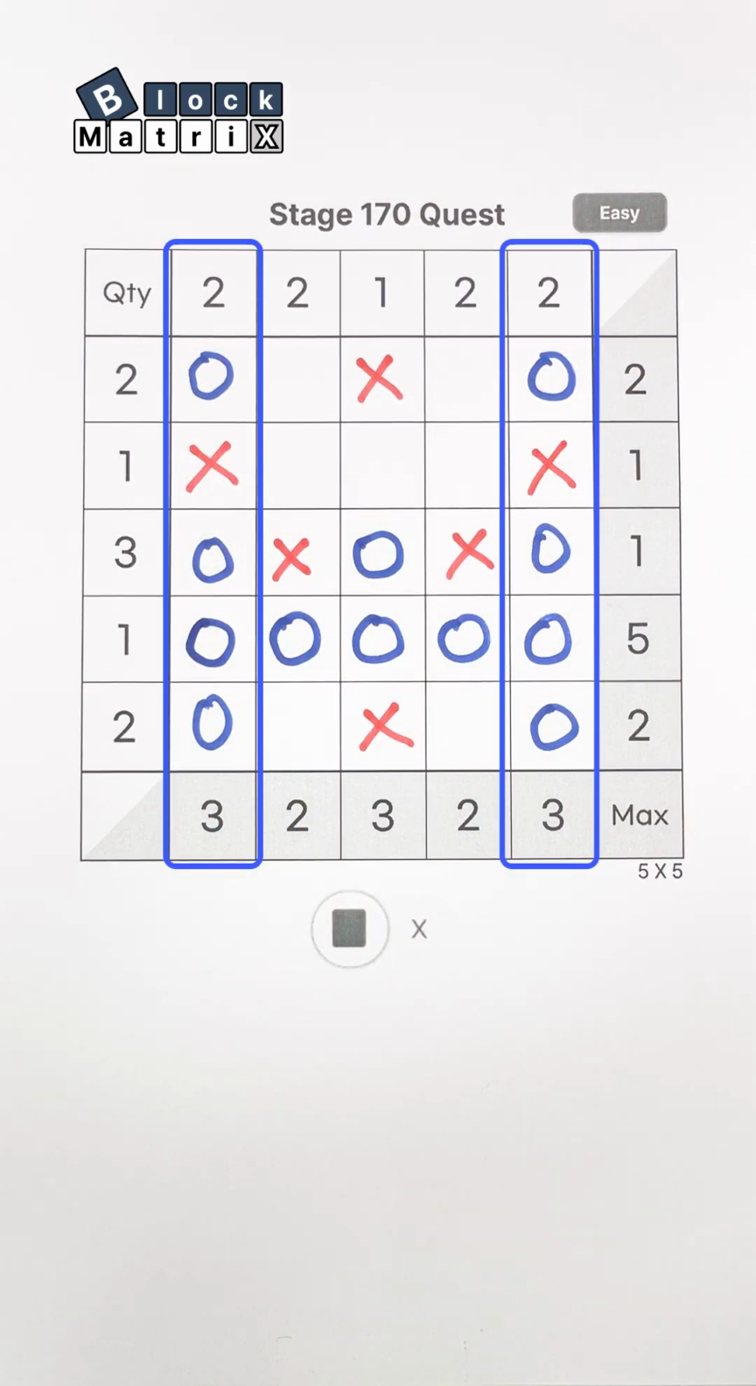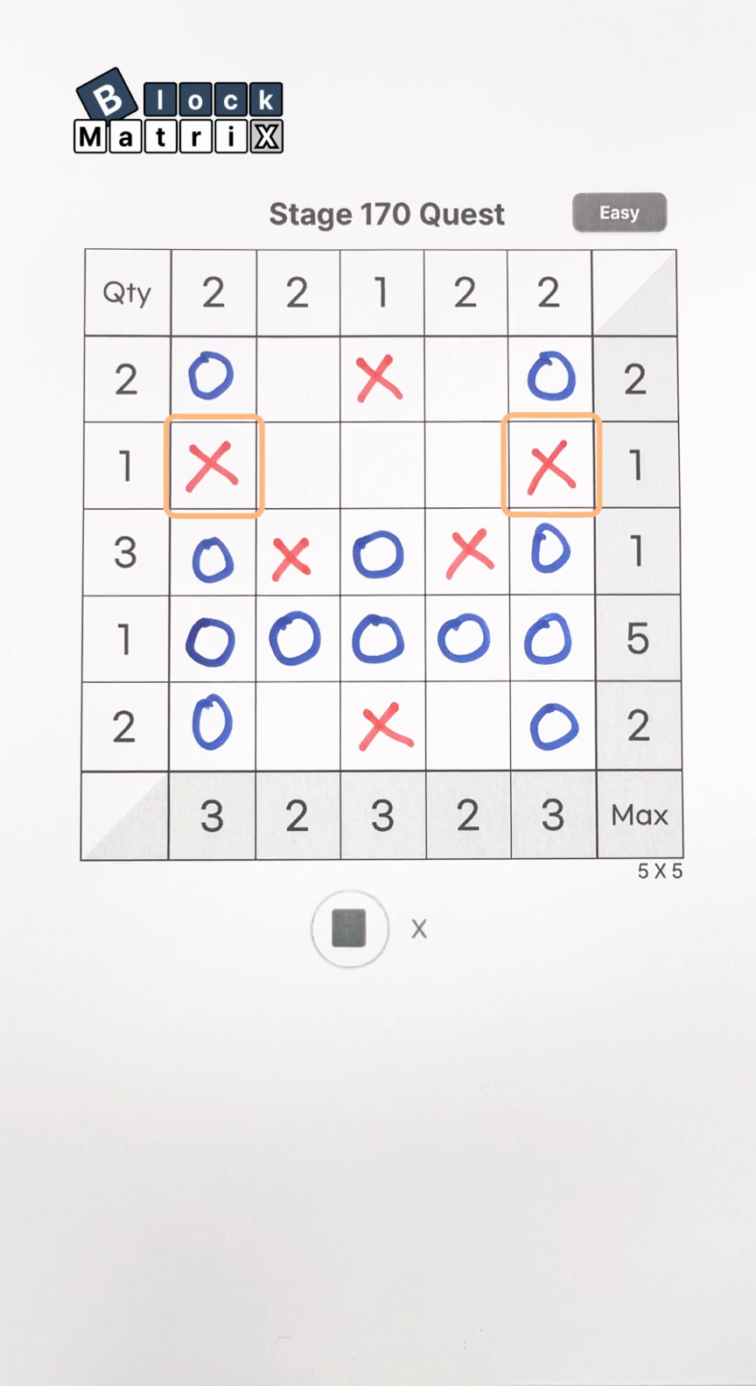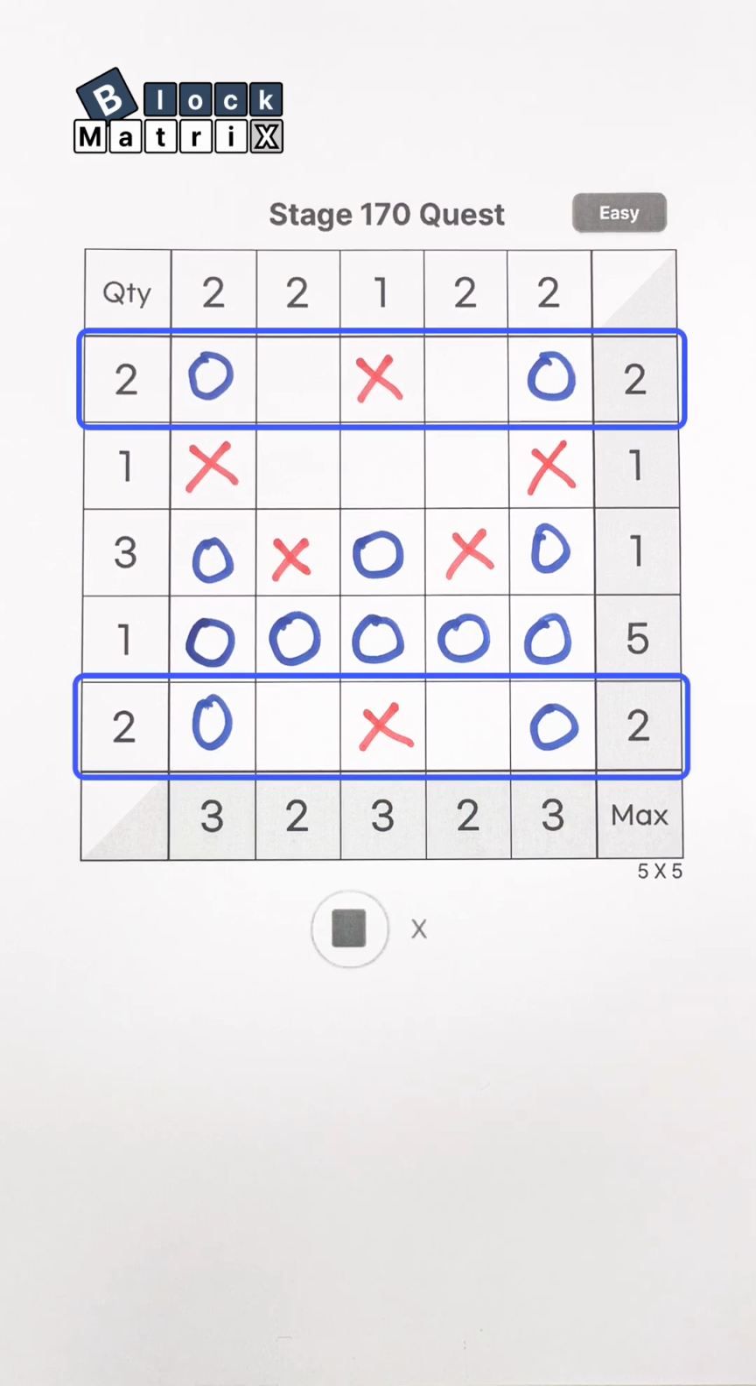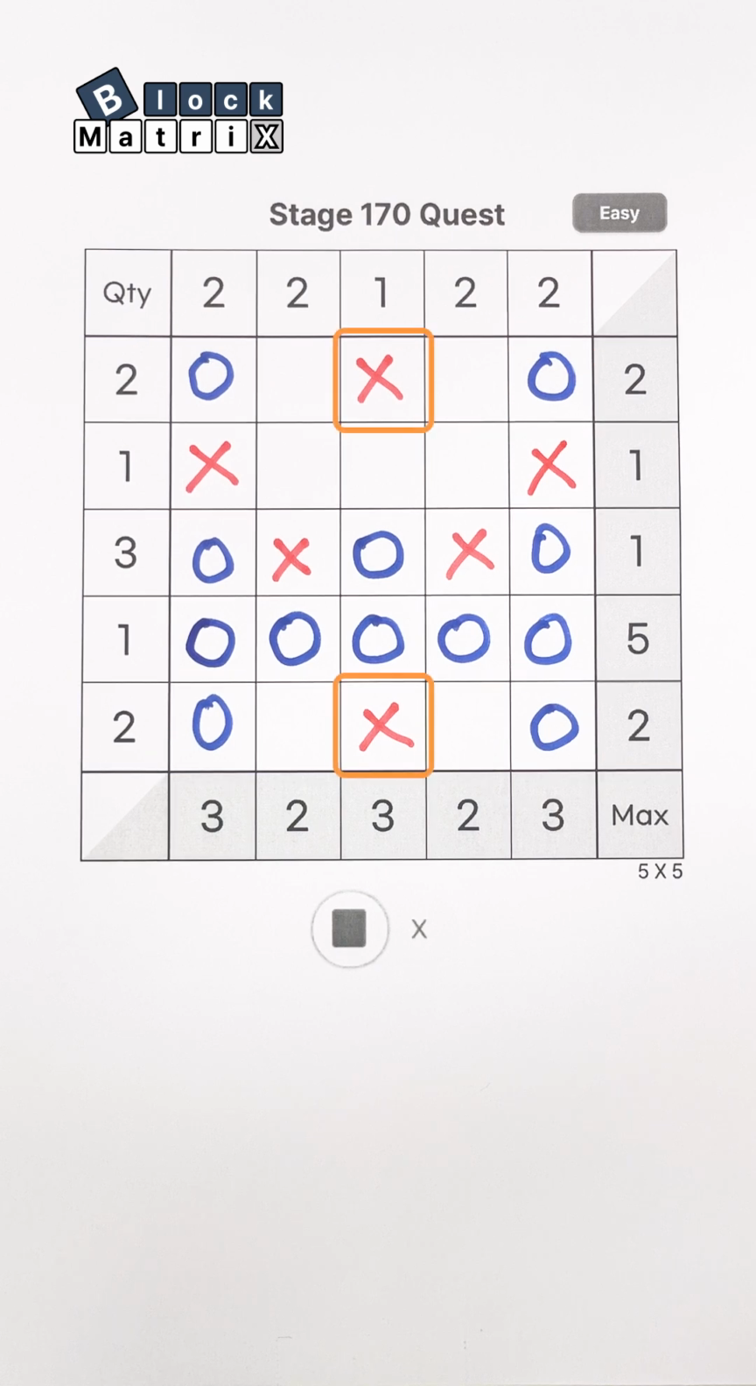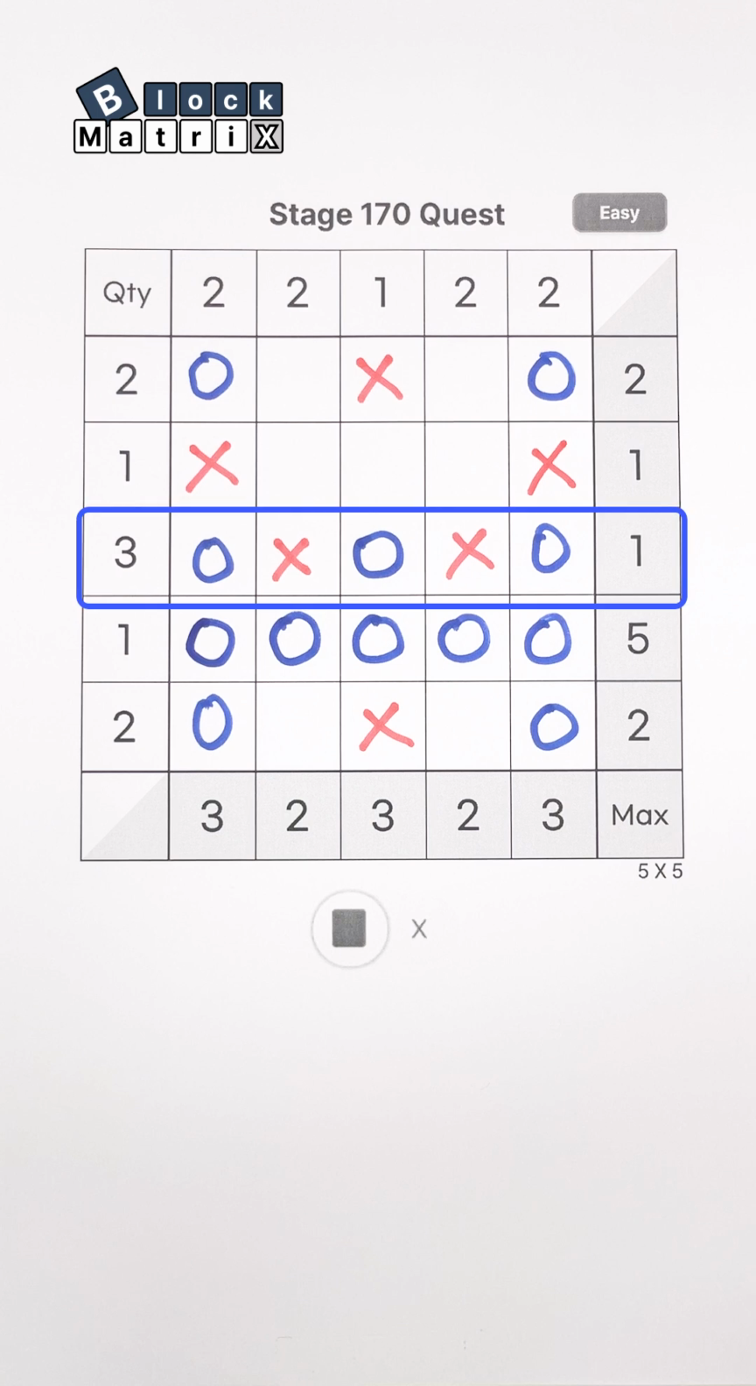In the first and fifth columns, the empty cells must separate 2 block clusters. So we place X there. Looking at the first and fifth rows, since the quantity is 2 and the max is 2, the empty cell in the third column must be filled with X. Looking at the third row again, the quantity is 3 and max is 1. So we fill the empty spaces with X.